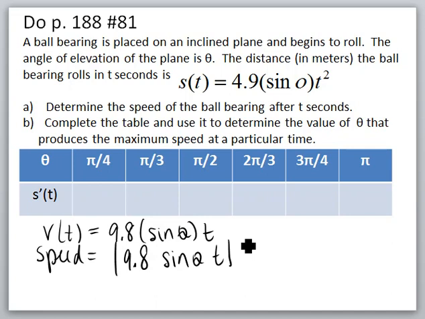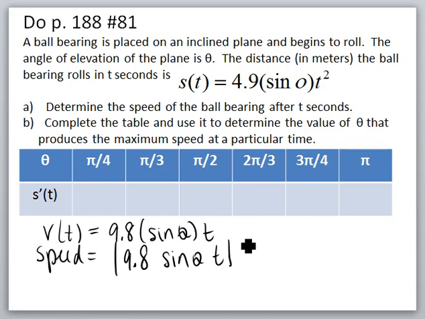Part B just asks you to complete the table and determine the value of theta that will produce that maximum speed at a particular time. So we don't even care how long we're going or for how many seconds it's going to happen. We just want to know where the maximum speed occurs. When theta is what? So when theta is what sort of constant?